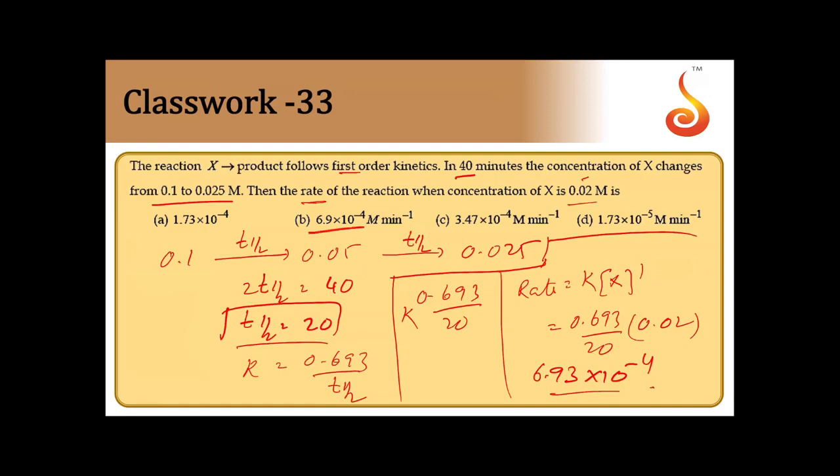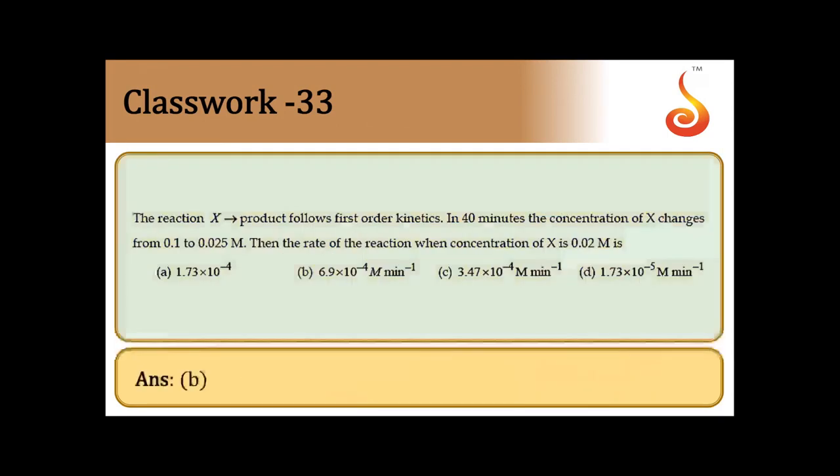So from 0.1 to 0.025, there are two half-lives. We found the value of one half-life, from there the value of K, and then rate is equal to rate constant K into concentration. They gave the concentration as 0.02 and we found the rate at that concentration. Next one. 33rd one, the same question. Option is B.